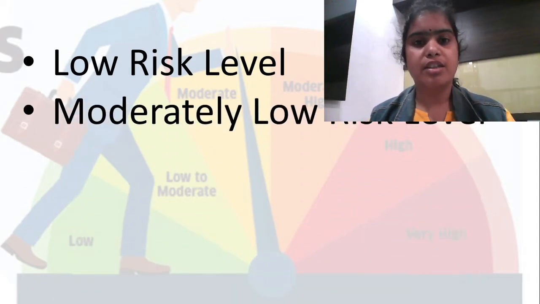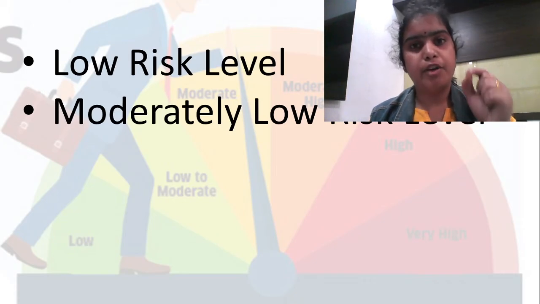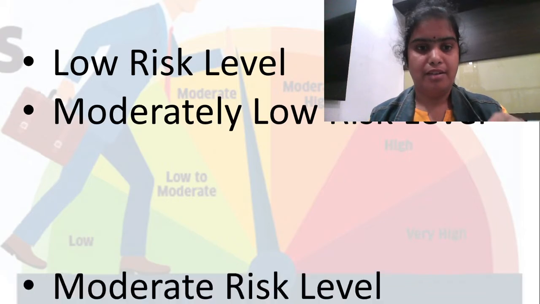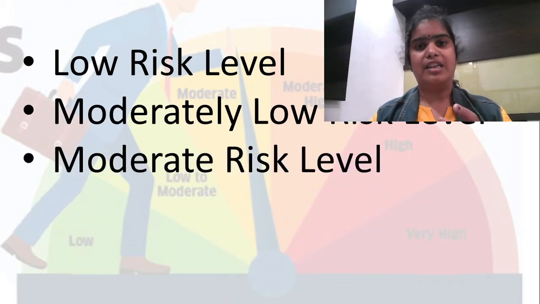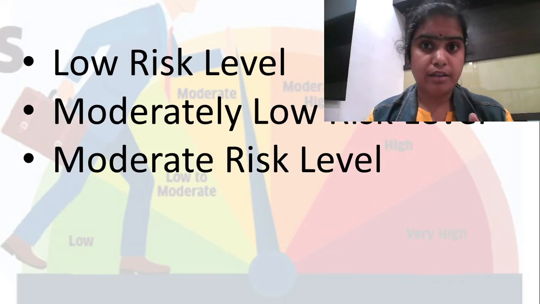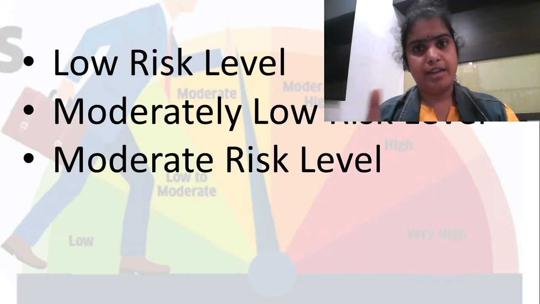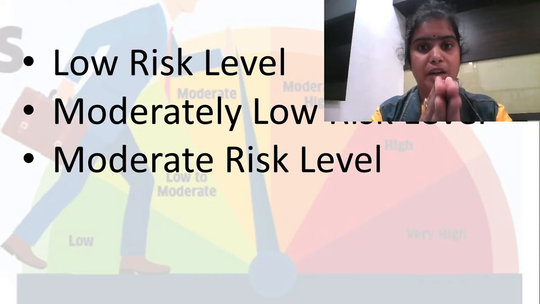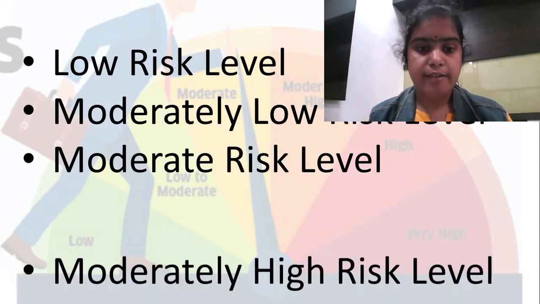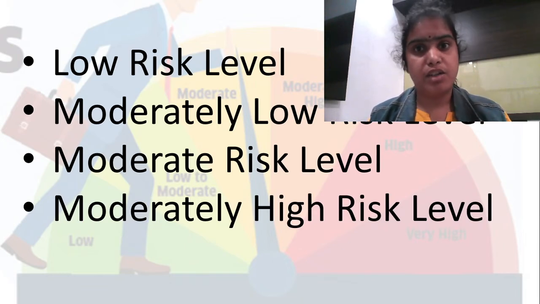Then for moderately low risk level, the risk will be a little bit higher and the probability of getting returns will also be more. Then moderate risk level, where we can consider a balanced fund. This is not a tip or direct suggestion, but there can be funds with a moderate risk level, with risk involved in equity as well as debt, a middle way.